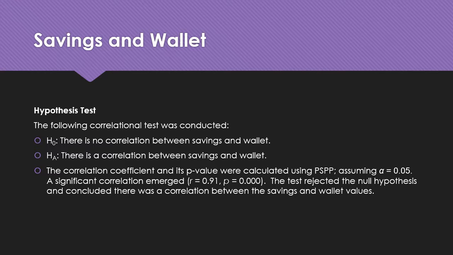Okay, wallet and savings. The null hypothesis is there is no correlation between savings and wallet. The alternative hypothesis is that there is a correlation between savings and wallet. In this case, our correlation coefficient was 0.91, which is very high and very close to a pure positive correlation. The p-value is 0 here, and so it's enough to say that the null hypothesis has been rejected, and we can conclude that there is a pretty strong relation between savings and wallet values with the data sample that we were using.